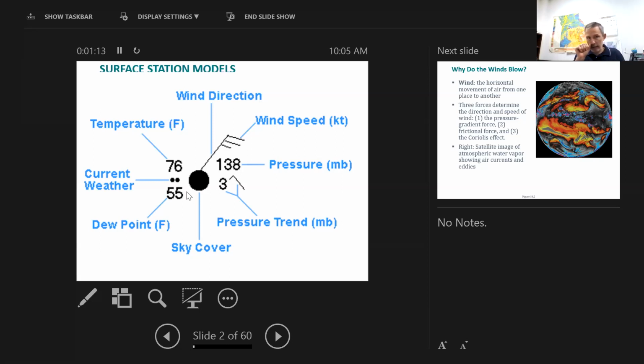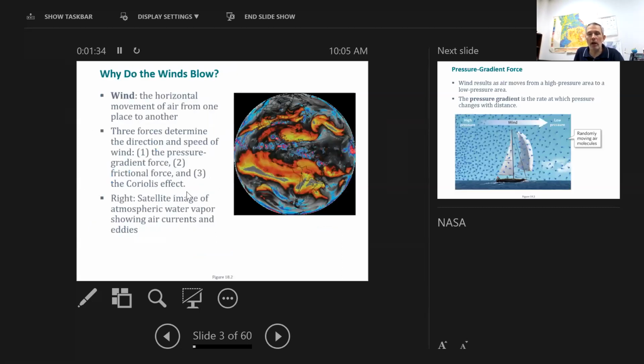And so when we start looking at this surface model, again, all this information can be put on one small spot on the map. So this way we can plot lots of information on a map. This is a way to see trends starting to develop on a weather map. And one thing that we noted is that weather is not uniform throughout the areas.